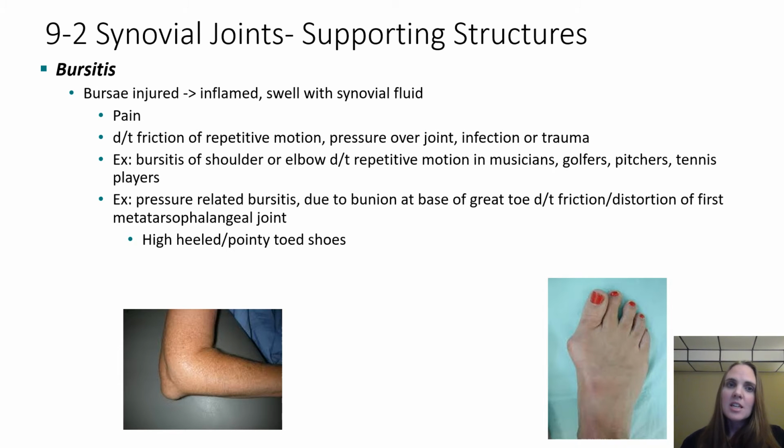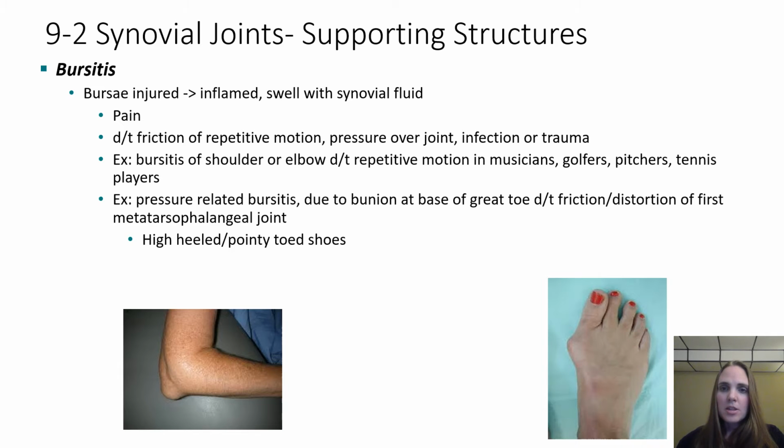Examples of bursitis, we can get bursitis of the shoulder or elbow due to repetitive motions in athletes and musicians, golfers, pitchers, tennis players, or musicians such as violin players that are doing a repetitive motion with the shoulder or elbow can end up getting inflammation of the bursa.